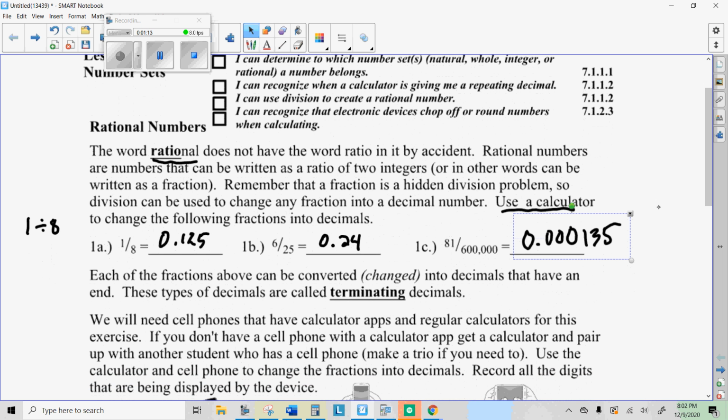Okay. Each of the fractions above can be converted, changing into decimals that have an end. In other words, the decimal number didn't keep going. It stopped right there. This one stopped there. This one stopped there. I call those terminating decimals.